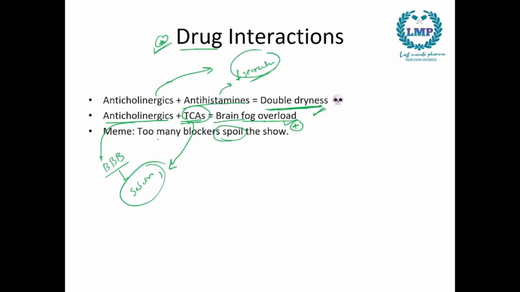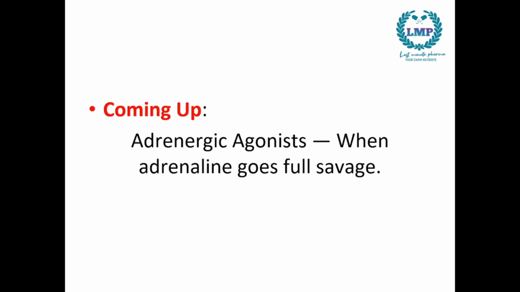So I hope today's lecture was easy to understand. In our upcoming lecture, we'll be understanding the adrenergic agonists, when adrenaline goes full savage. But till now, I hope it's very clear. We have discussed the cholinergic nervous system and the anticholinergic nervous system.